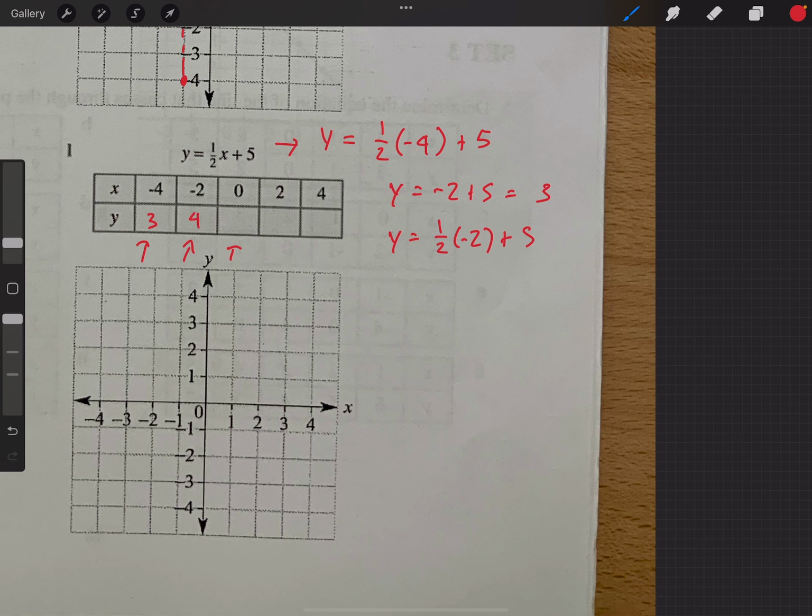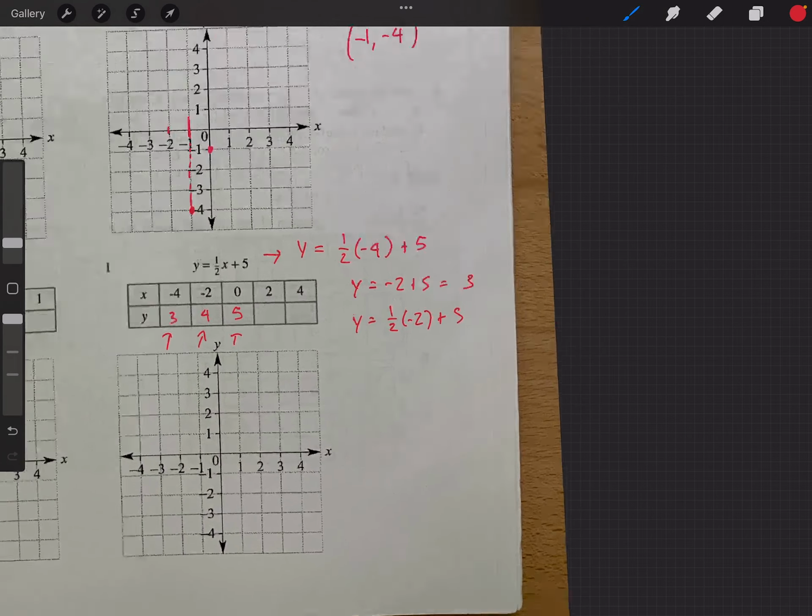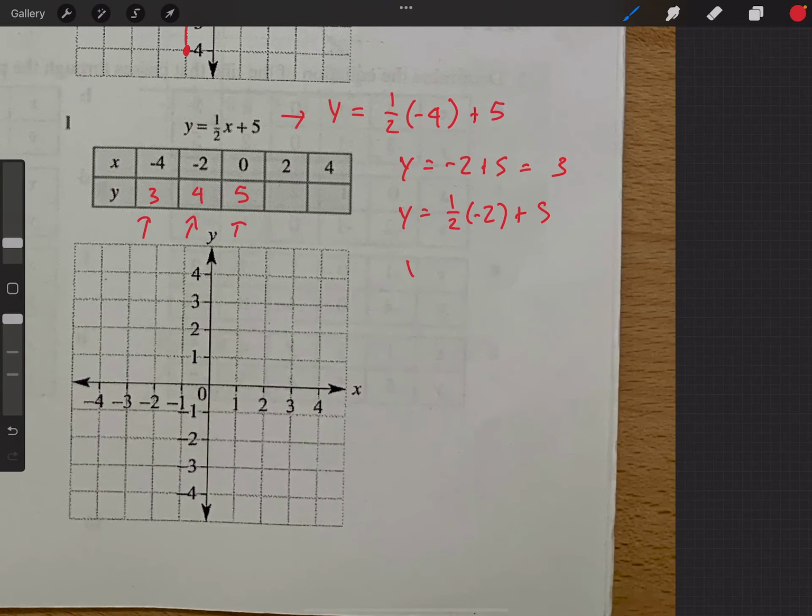Next one, 0. Well, that's easy. That's just 5, isn't it? Next one, 2. When x equals 2. So, let me just double check something. Alright. So when x equals 2, that means y equals a half of 2, and then plus 5. A half of 2 is 1. 1 plus 5 is equal to 6. And you can see from the pattern here that this next one is going to be 7. And you can also check that as well.